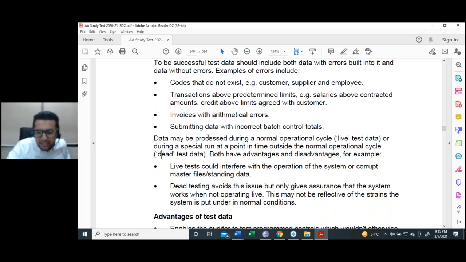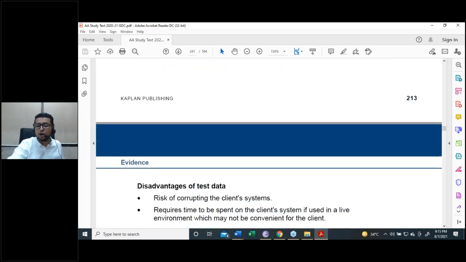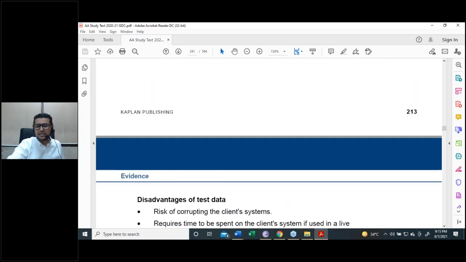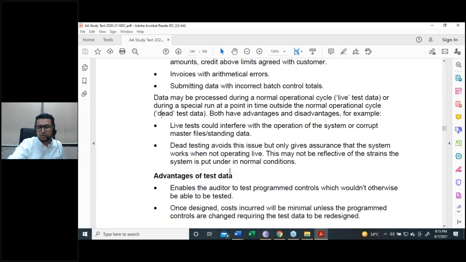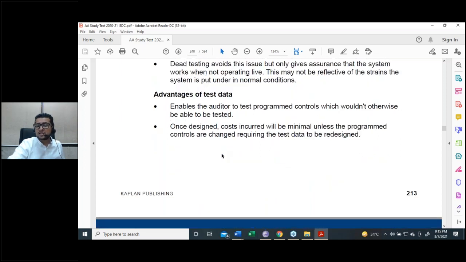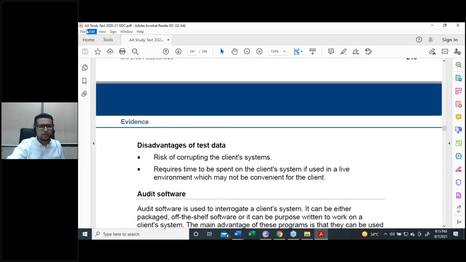Live testing and dead testing both have their advantages. The live test data will ensure that you test the system as if it is operating in the normal course of business. But live test data entry has a flaw as well. You might corrupt the master files. The dead testing has an advantage as well, and that is that the master files will not be corrupted. So they've got their own advantages and disadvantages. By the way, we use this dummy data when we are testing the internal control system. Is this clear?